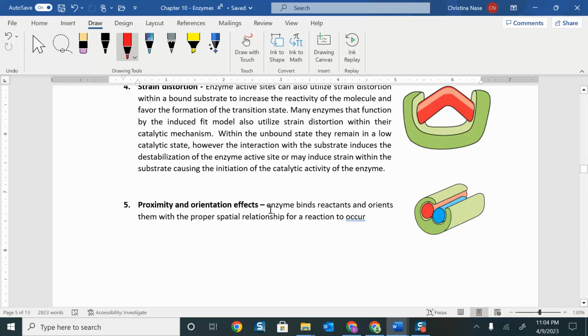Proximity and orientation effects. This is when the enzyme binds the reactants, the substrates, and orients them, really just putting them in the right place for the reaction to happen. So it's aligning the two reactants. This one involves two reactants, just holding both of those things in place so that they can react.